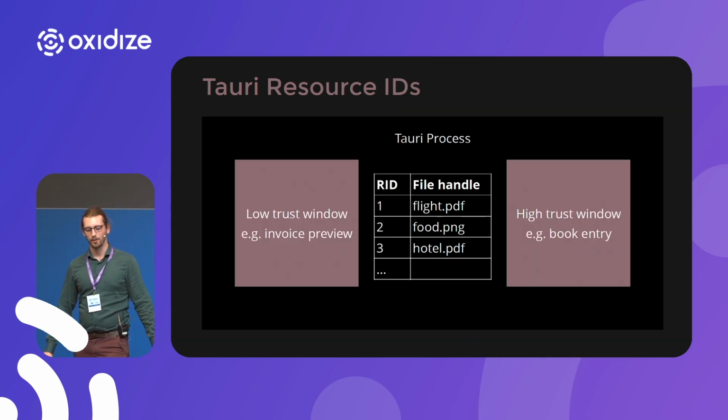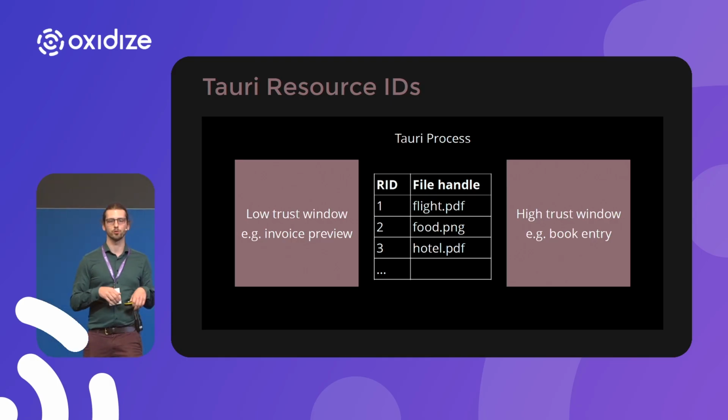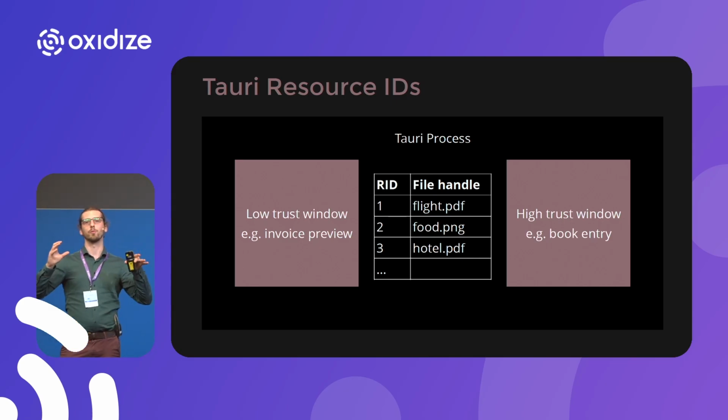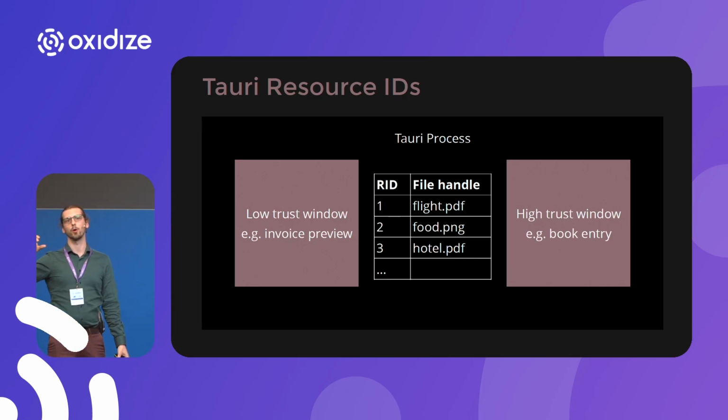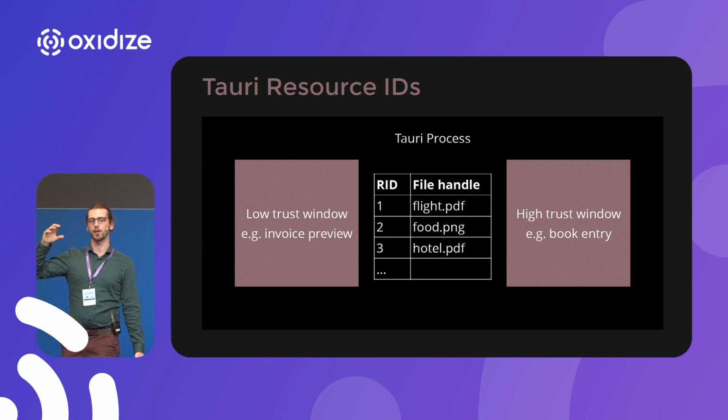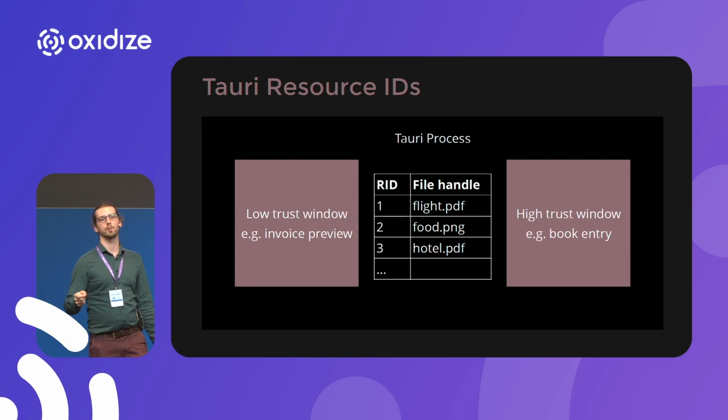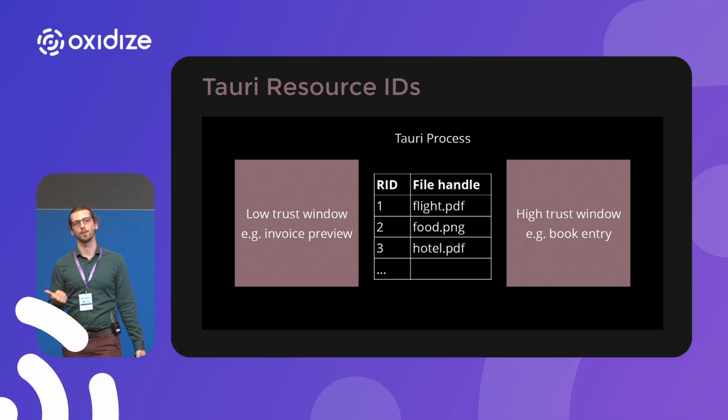So another Tauri vulnerability. In Tauri 2.0, they have this facility for providing scoped access per window. So you can say that one window can open the entire home directory, let's say our bookkeeping, book entry window, because we want to be able to upload receipts, we want to be able to upload invoices, but we're not going to do anything to these files in that window. So it's perfectly safe. We're just uploading arbitrary files.